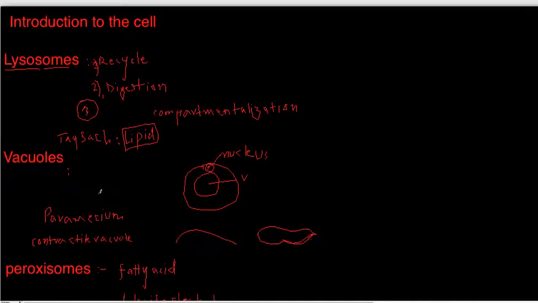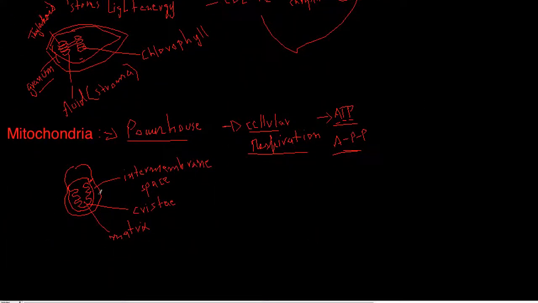And yep, that's pretty much it for this video. In the next video, we're going to discuss basically the things which give the cell its structure, shape and support, which would be microtubules, microfilaments, intermediate filaments, and that would be interesting too.